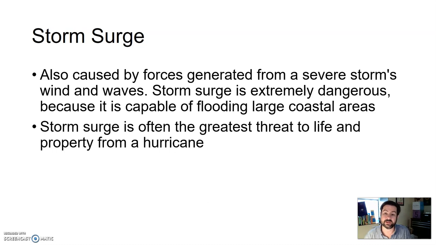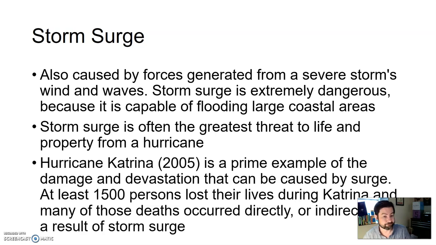So it has the ability to flood large coastal areas, and it's often the greatest threat to life and property from a hurricane. It's not the wind necessarily, it's not the rain itself, but it's the storm surge that does a lot of the damage and the death as it pertains to a hurricane. Prime example, 2005 Hurricane Katrina. Most of the devastation was caused by a surge. At least 1,500 people lost their lives during Katrina. We'll get into specifics later in this unit. Many of those deaths occurred directly or indirectly as a result of that storm surge.